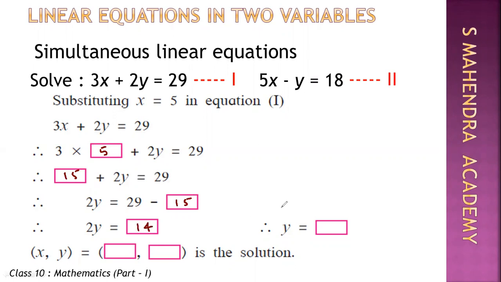So the value of y will be 14 divided by 2, that is 7, and the value of y is 7. And the solution for these equations is the value of x is 5 and the value of y is 7. So this is the required solution for these two simultaneous equations.